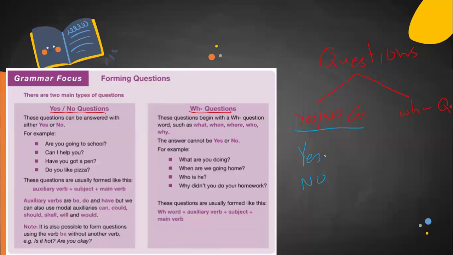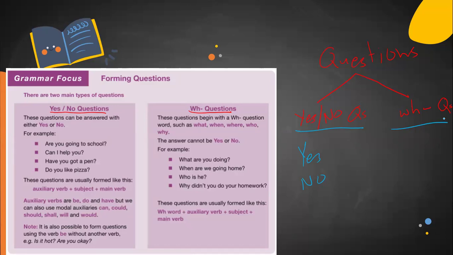Now, what about WH questions? These questions begin with a WH question word, like what, when, where, who, why. And the answer here is not yes or no. It cannot be yes or no. We have to give information. For example, if I ask you this question, where do you live? You will say, I live in Oman. You don't say yes or no here. Again, with yes/no questions, the answer has to be yes or no. With WH questions, the answer has to give information according to the question itself.